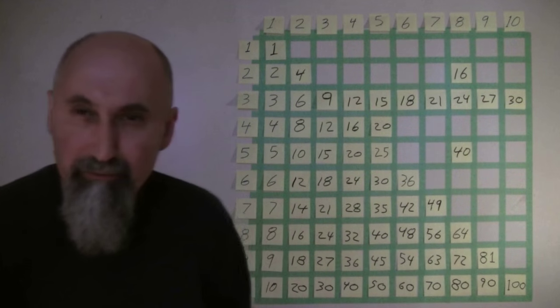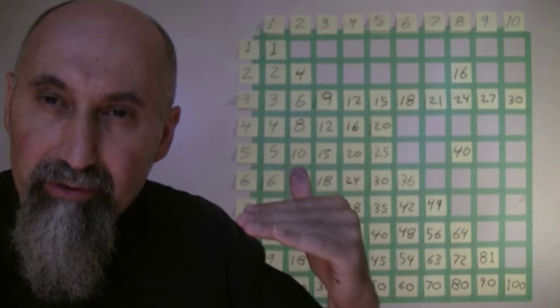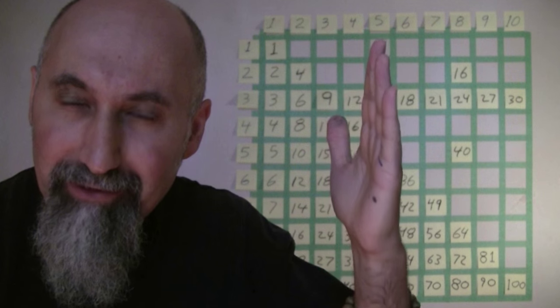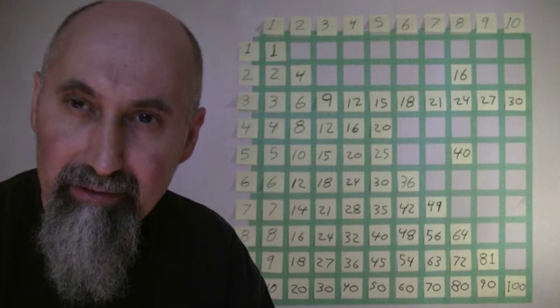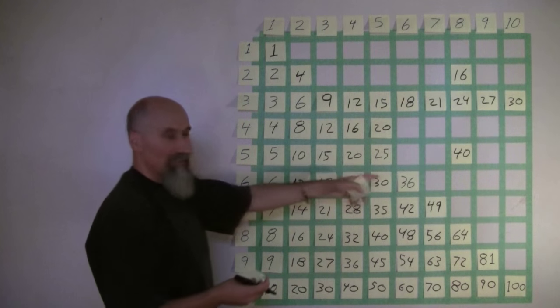Symmetry again, right? The rows are the same as the columns. If you go down, the numbers repeat, right? Again, it's a mirror. Let's go down. I don't know. Let's do the 6.